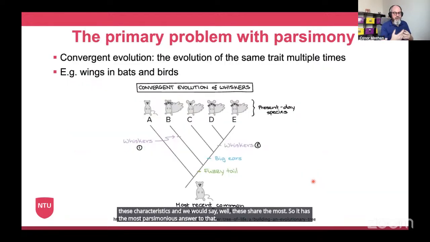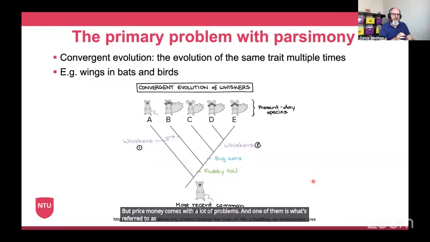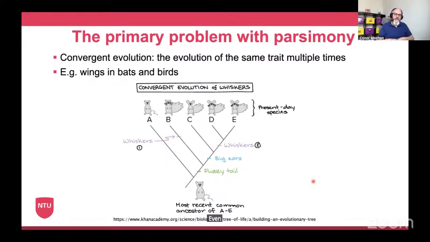But parsimony comes with a lot of problems, and one of them is what's referred to as convergent evolution. If you have a trait that has been evolved independently in two different lineages, parsimony will put them together because they share that trait. A great example of this is wings in bats and birds. Parsimony would put these together because they both have wings, even though we know they evolved them completely independently of each other, so they should be put separately.